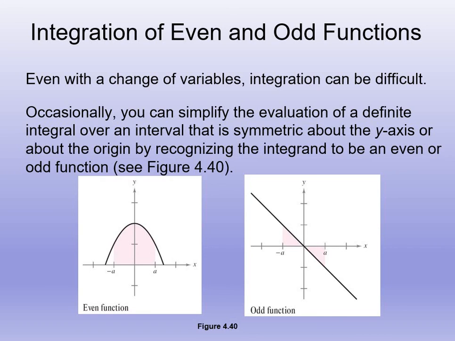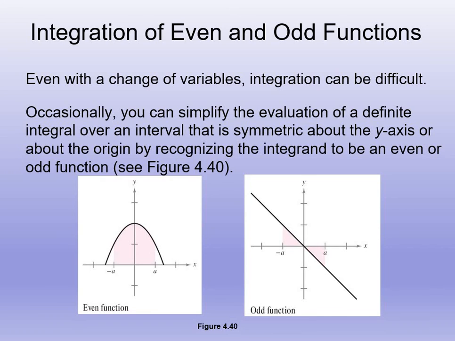If you substitute a negative x into a function and you get that same function back, it's even. If you substitute in a negative x into the function and you get the opposite function back, then it's odd. So you have to make sure that you have even or odd symmetry to apply what we're going to do.